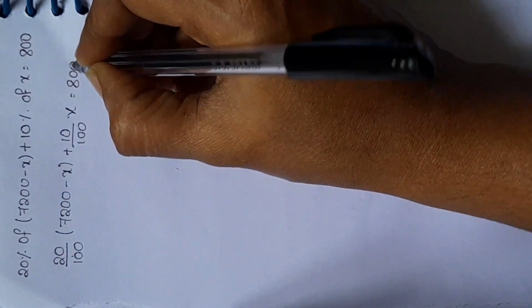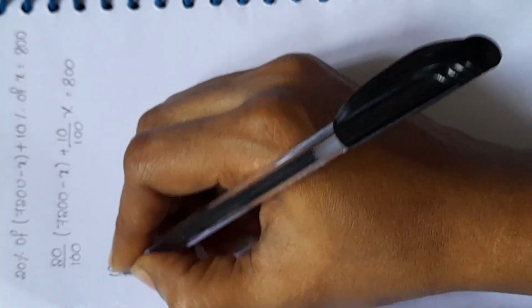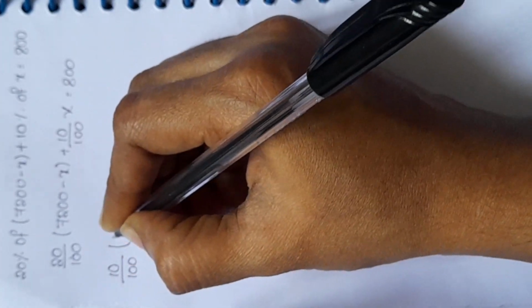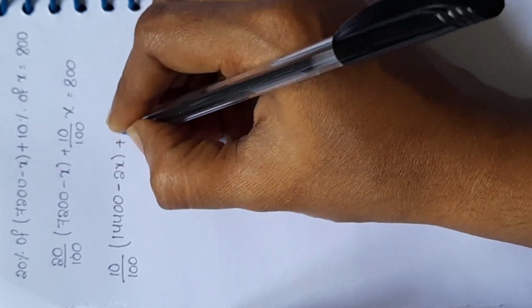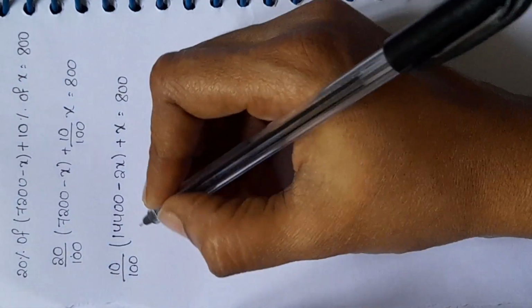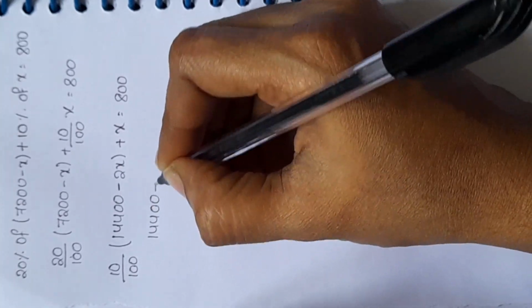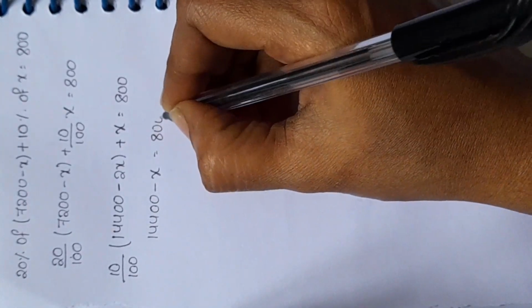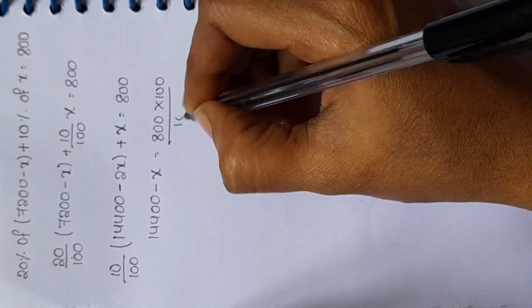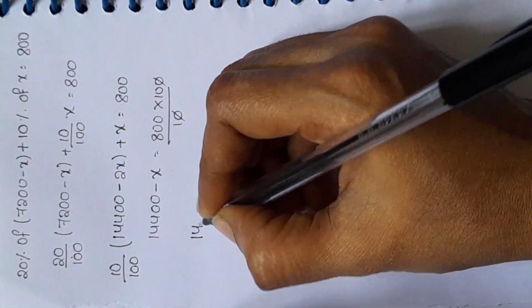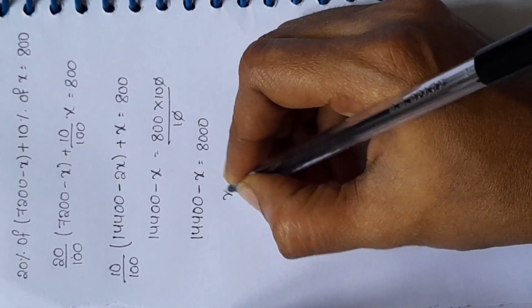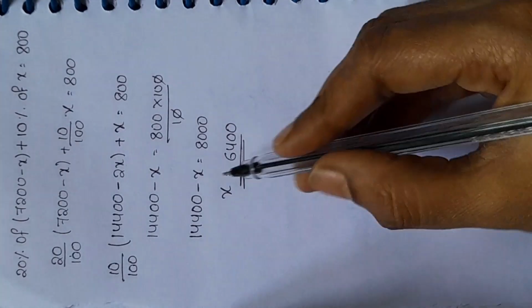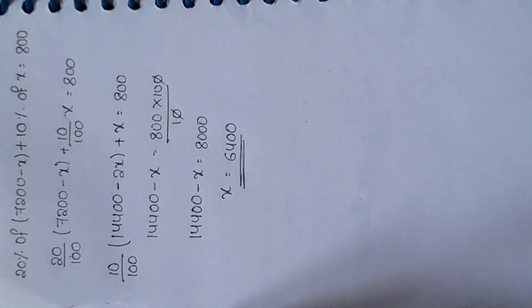equal to 800. Taking 10 by 100 as common, we get this as 14400 minus 2x plus x is equal to 800. That is 14400 minus x is equal to 800 into 100 by 10. Cancelling the 0, we get 14400 minus x is equal to 8000. So the value of x, that is the number of female, is 6400 in the town.